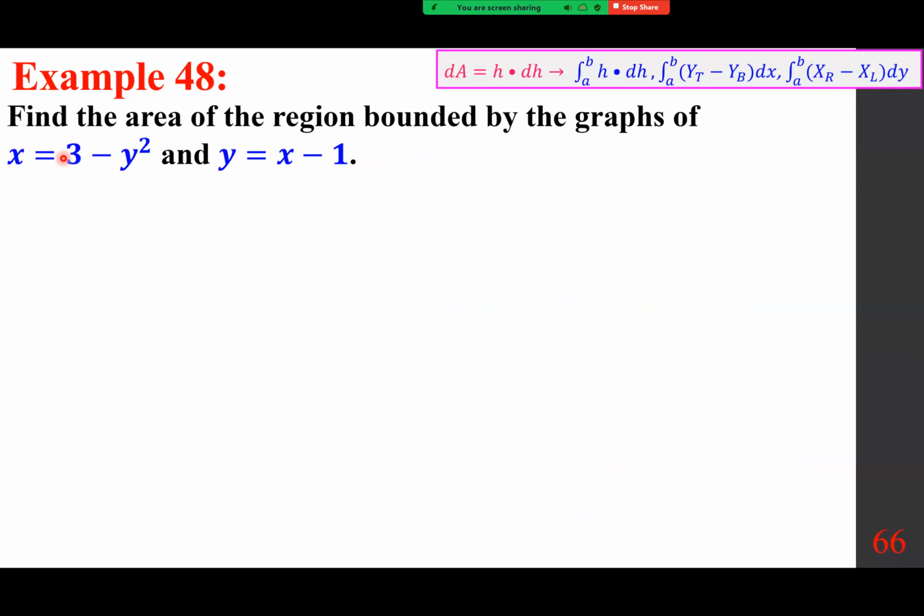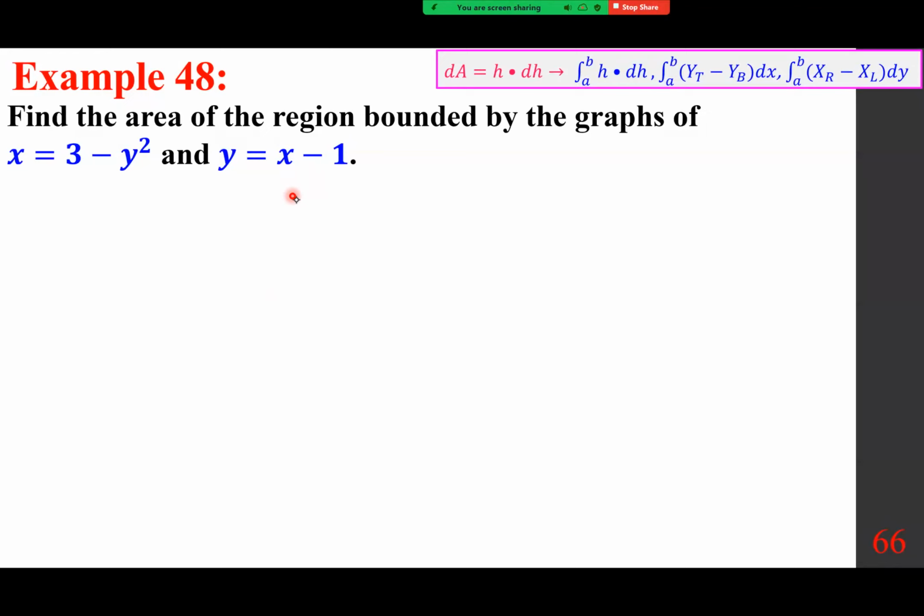x is 3 minus y squared. As you remember, when x and y, one of them has degree 2, it's a parabola. When y has degree 2, it opens sideways. And because this is negative, it opens to the left, remember. If it's positive, it opens to the right. Because of that, we are interested in writing this one as x also. So x is y plus 1.